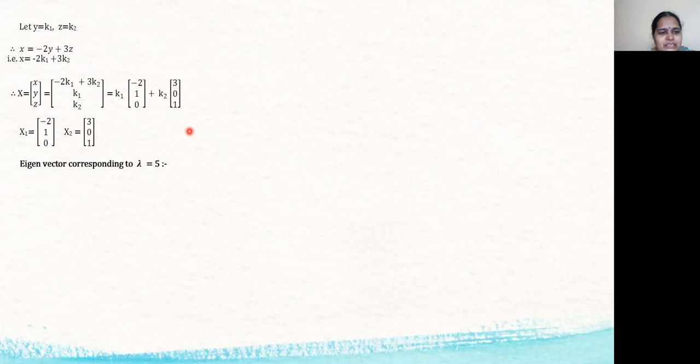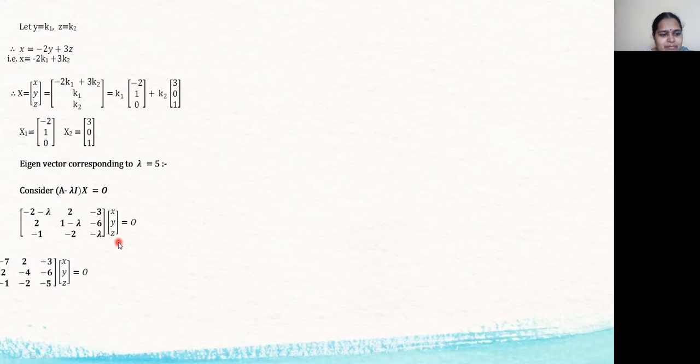Now eigenvector corresponding to lambda equal to 5. We again consider A minus lambda I into x equal to 0, and then write down that A minus lambda I into x equal to 0. In place of lambda, let us substitute 5. Then minus 2 minus 5, minus 7, 1 minus 5, minus 4 minus 5. Minus lambda is minus 5. So this is the equation.